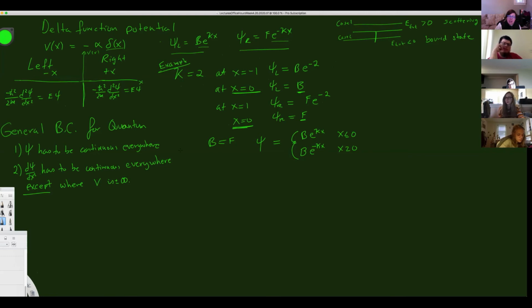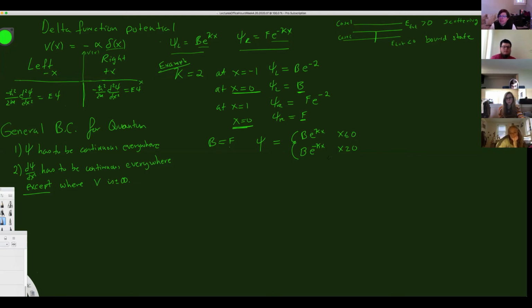But because of boundary condition 1, we ended up saying that B had to be equal to F, because right at 0, when I stitch the two pieces together, they have to be the same. Because it's continuous, they can't jump. And so that led us to this solution so far. We have psi is B e to the kappa x for x less than 0 and B e to the minus kappa x for x greater than 0.